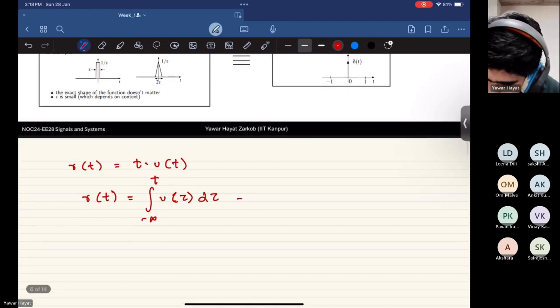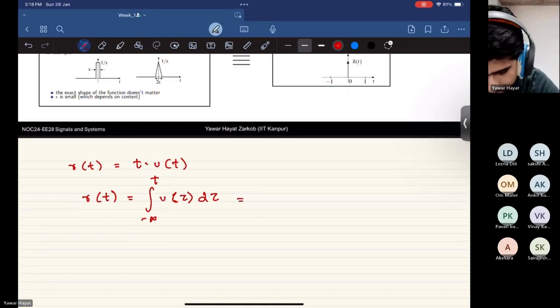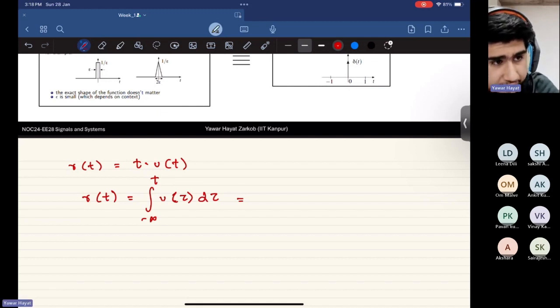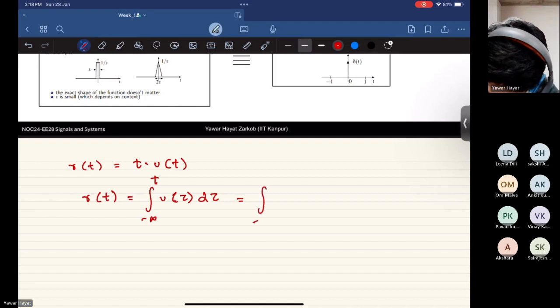We can break this up. u of t by definition is 0 from minus infinity to 0, right? And it's 1 from 0 to t. So since it's a piecewise function, we can break this integral into two parts: minus infinity to 0, where u is 0, and then from 0 to t.